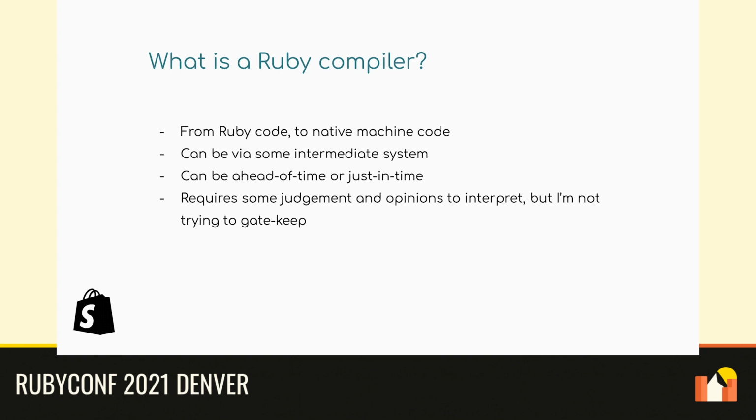Now this compilation could be done ahead of time, such as a traditional compiler for a language like C, where you give it a file and it generates an executable for you, or it could be done just in time, so being compiled as your program runs, such as, for example, Java and the JVM traditionally do. Now, it requires some judgment on my behalf and some opinions to interpret all of these compilers and to categorize them and to say something about them, but I'm not trying to gatekeep what is a compiler. I'm also looking at quite a lot of other people's work, and there's a lot to filter through, so apologies if there's any errors or omissions when I talk about something that someone else has done.